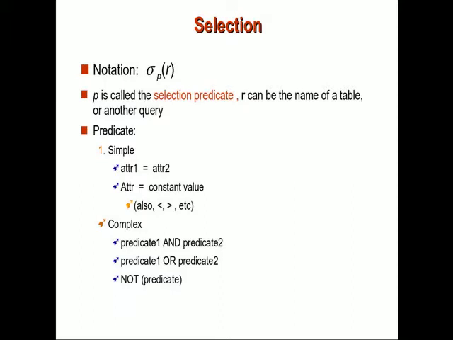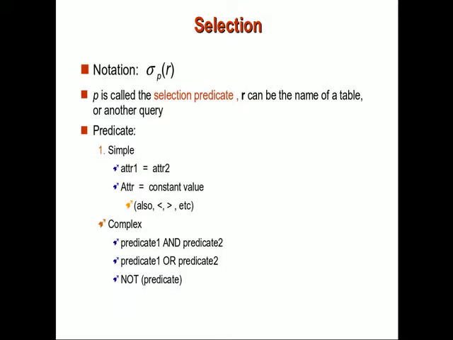And the complex selection predicate consists of the logical operators and, or, and not. In the first case, predicate 1 and predicate 2 means that the condition has to satisfy both predicate 1 and predicate 2, and in the second case, if any of the predicates is satisfied, then the condition is also satisfied. And the third one means that the negation of the predicate is the condition.